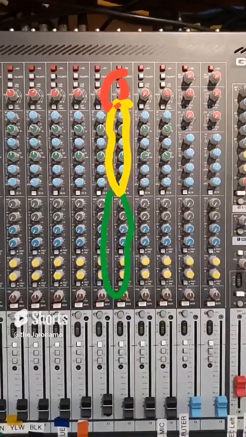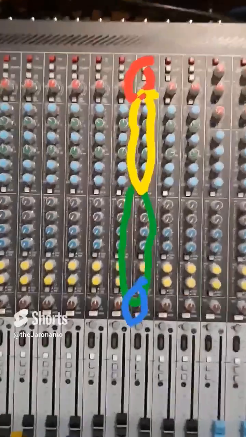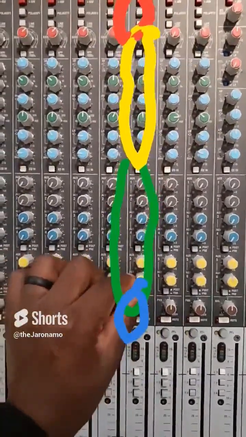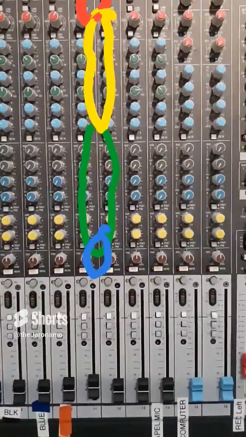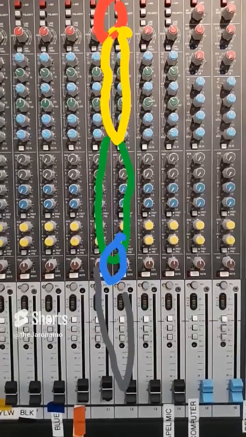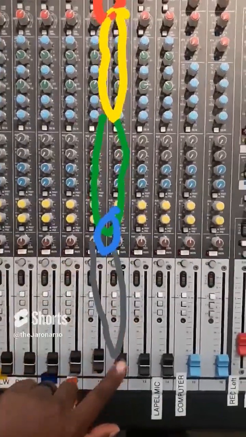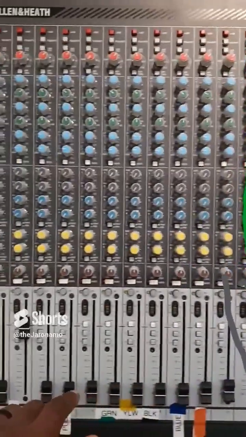Then below that we have our left and right pan knob that determines whether your sound is going to the left or the right speaker. And then below that we have our fader. So let's switch our fader right there. Alright, that's your overall volume. And it's the same thing all the way across the board.